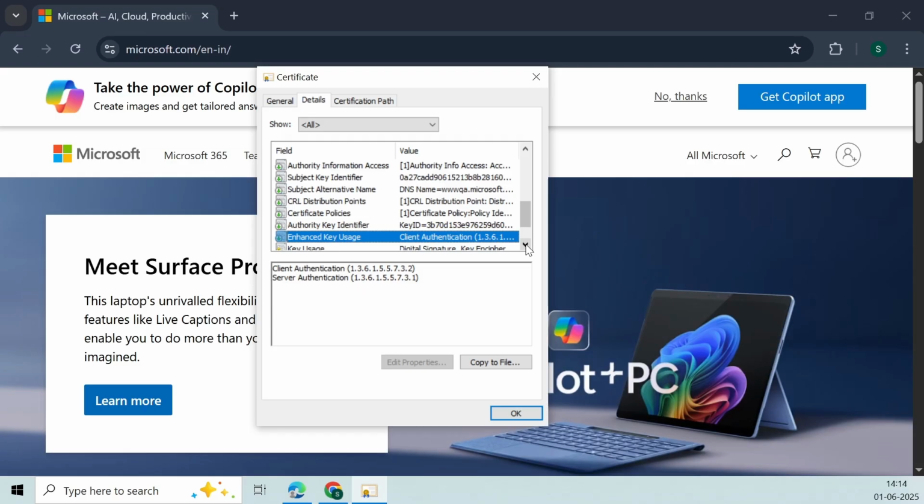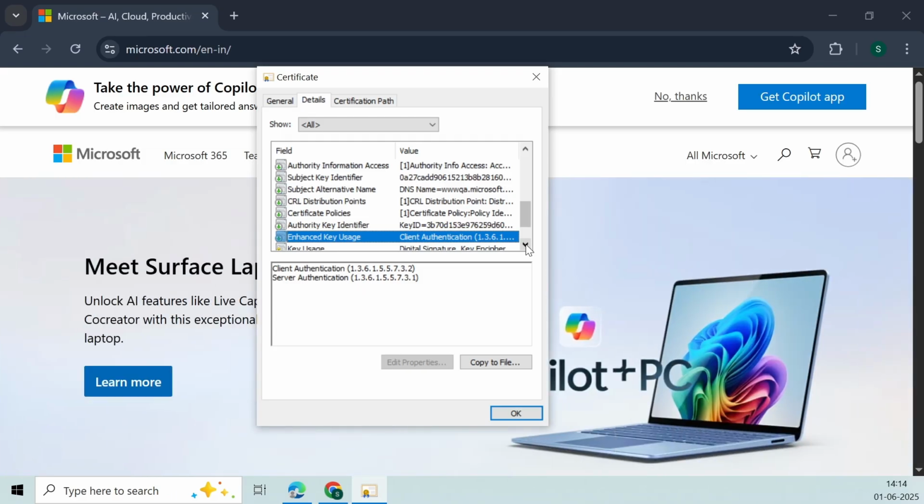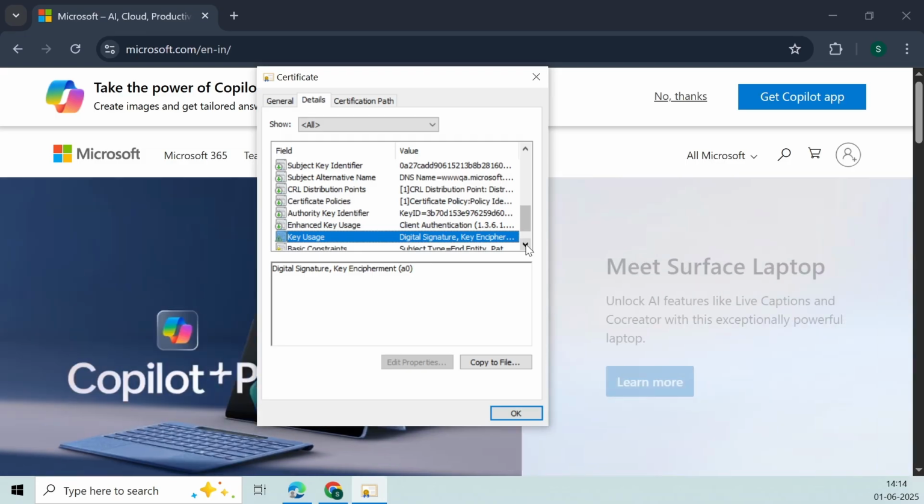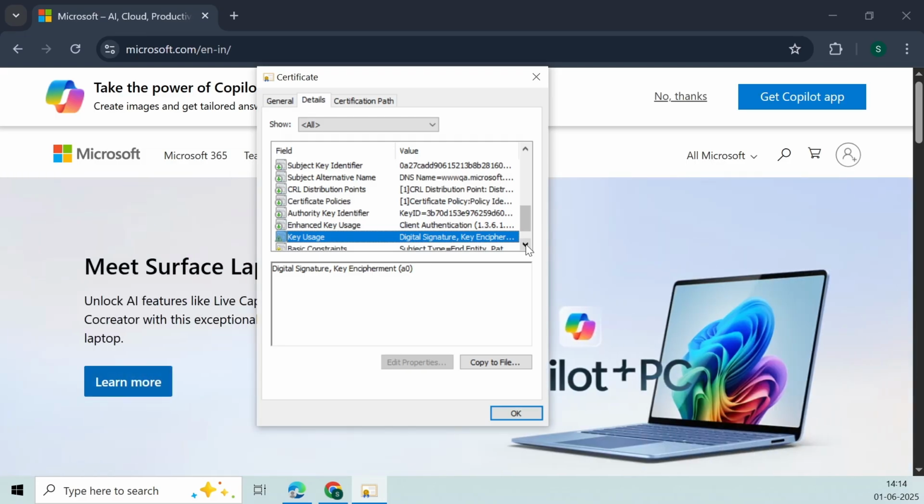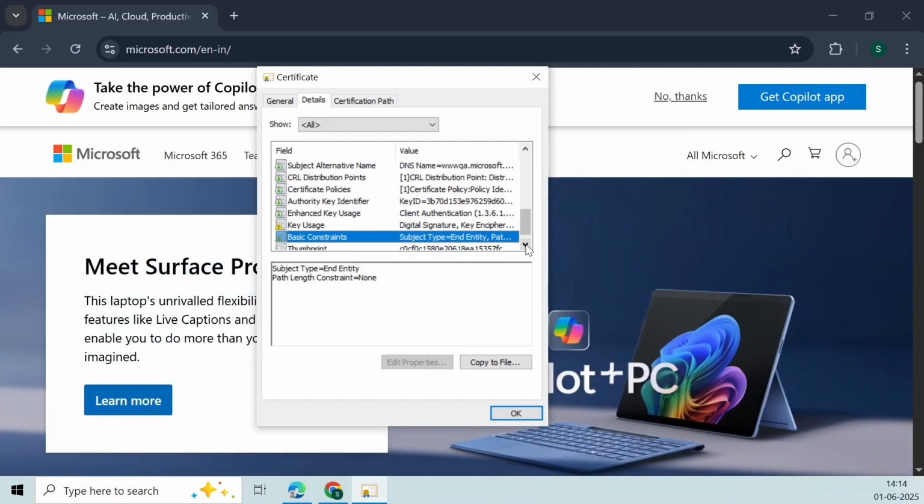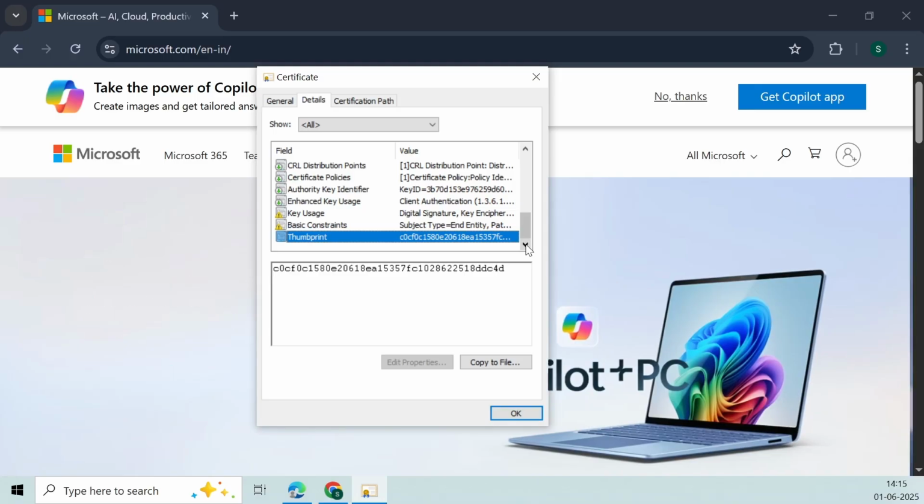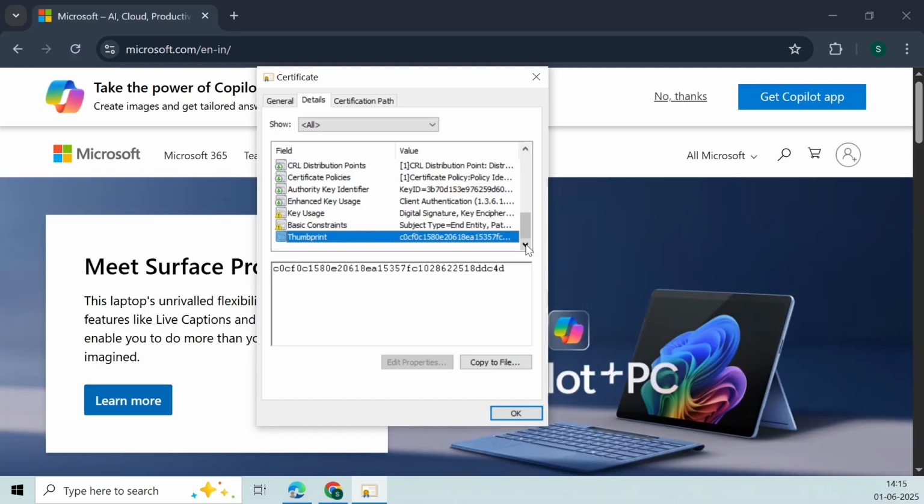Okay. Now then we'll be having the enhanced key usage. So for what purpose the certificate will be used. Then key usage, this will be at a granular level for what purpose our certificate is used. So here it is key encipherment and digital signatures. Then we will be having the basic constraints and thumbprint. Okay, thumbprint is also like the serial number. It will be unique and we can identify the certificate using the thumbprint as well.